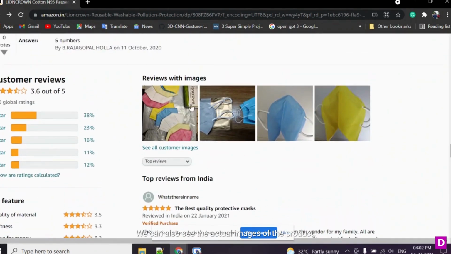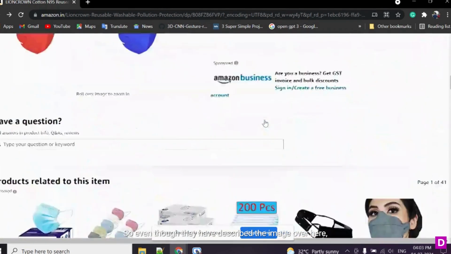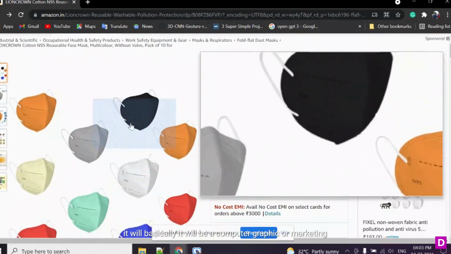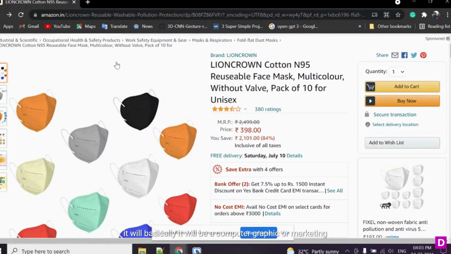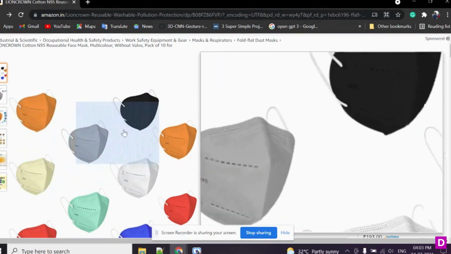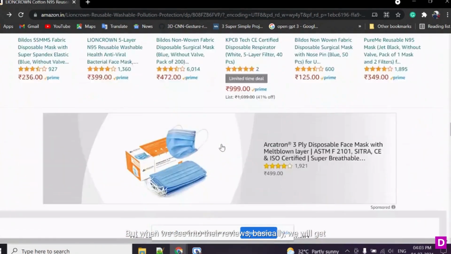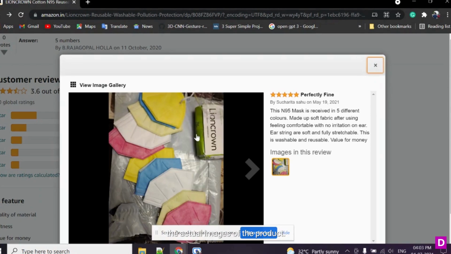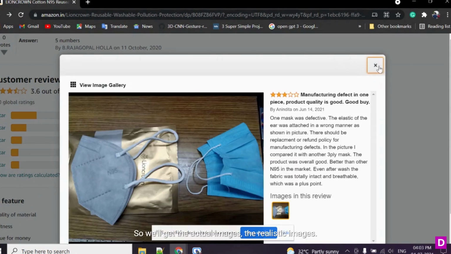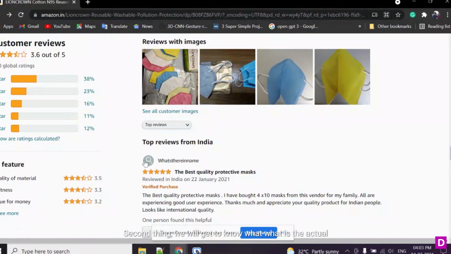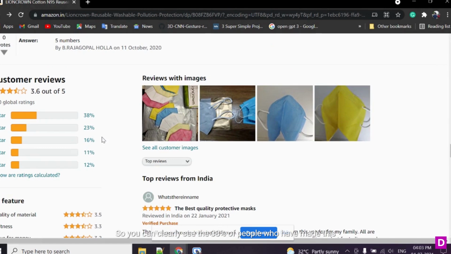We can also see the actual images of the product. Even though the product listing has images, they will be computer graphics or marketing-specific images. But when we look into the reviews, we get the actual, realistic images of the product. Second, we get to know the actual feedback for that particular product. You can clearly see that 38% of people who made this purchase have rated it 5 star.